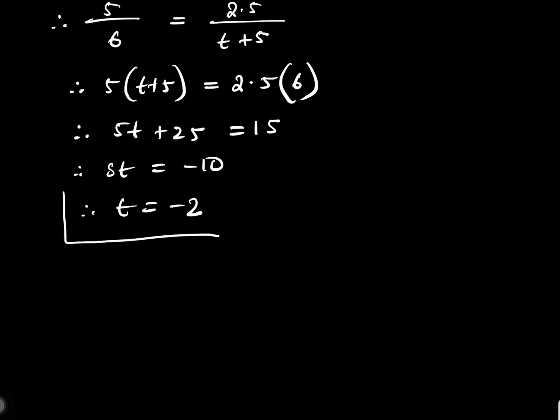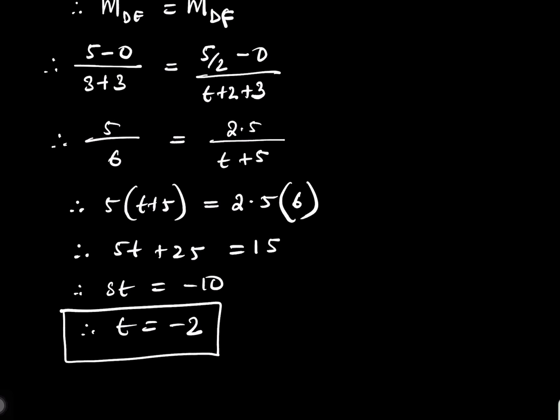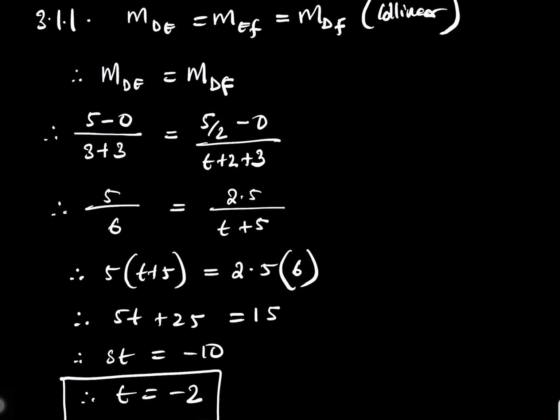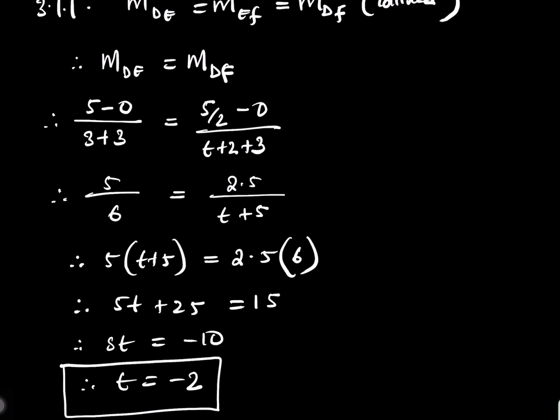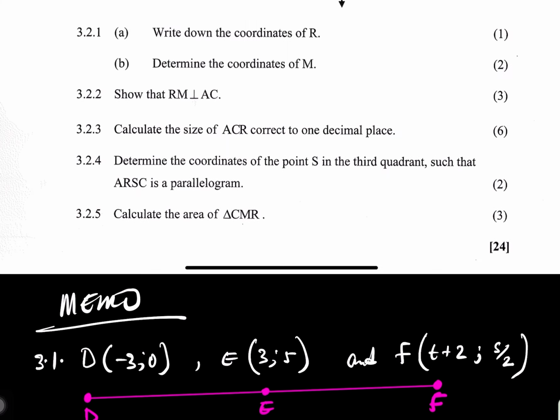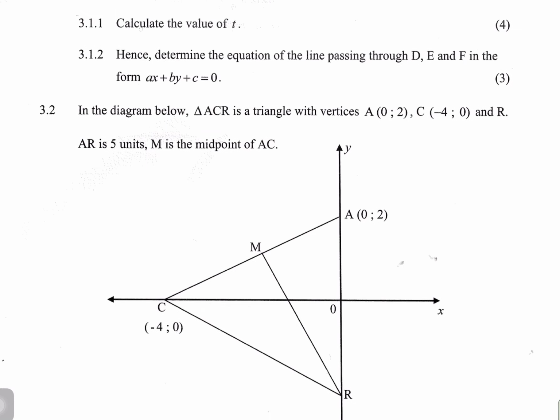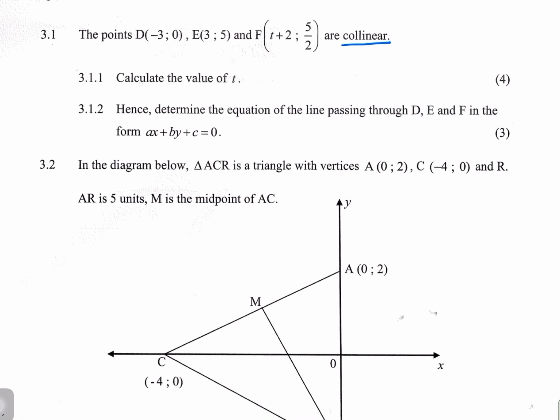So I hope you grade 12 learners, you got negative 2 when you were doing this particular question. So the answer is negative 2, the value of t. This is how you would go about the first question. I'm going to do everything in this question, so just pay attention and watch up until the end.